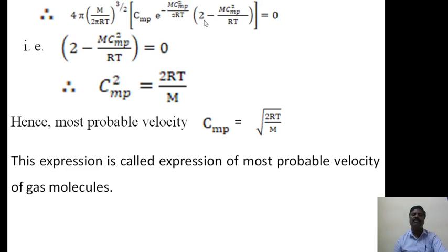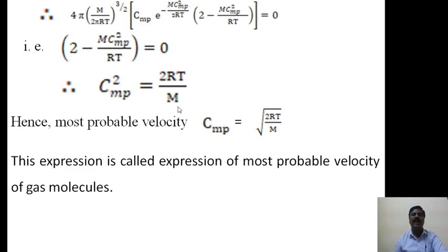Now, it is not equal to 0 because 2 is there. Therefore this term will be 0, because here 3 factors are there: x, y and z. Therefore x equals 0, then y equals 0, then z equals 0. Therefore we can write 2 minus m c_mp² divided by RT equals 0. Therefore we can write c_mp² equals 2RT by m after transferring these terms to the right side.